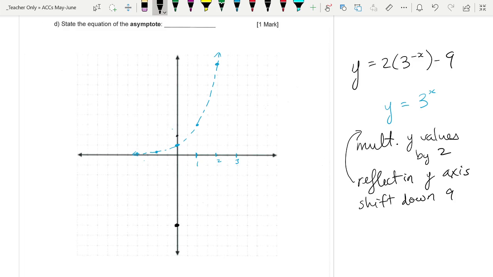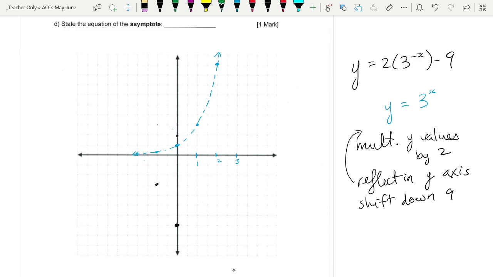Let's take this point, which was 1, 3. Let's reflect it in the y-axis. So now it's over here. Then we're going to multiply the y values by 2. 3 becomes 4, 5, 6. Now the point is there. And then it shifts down 9. So it's at 6. It goes down 9, which takes it to negative 1, negative 2, negative 3. Okay?